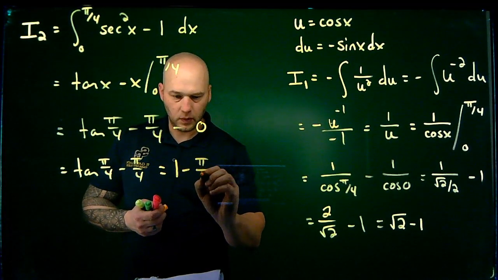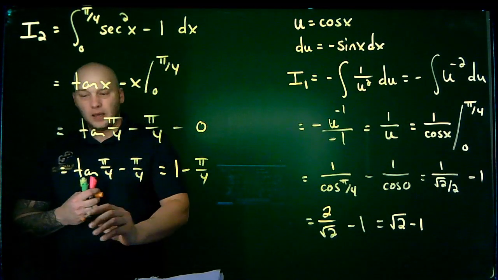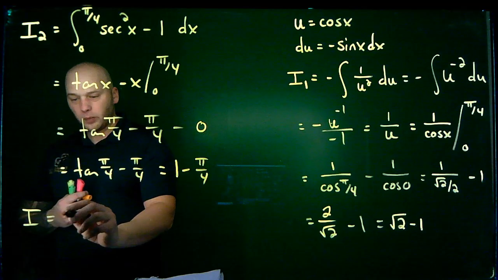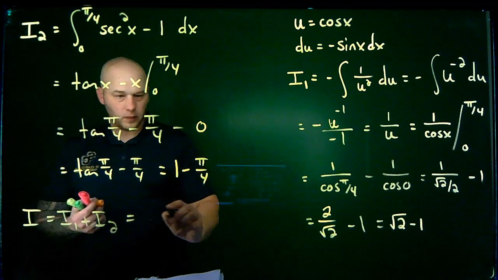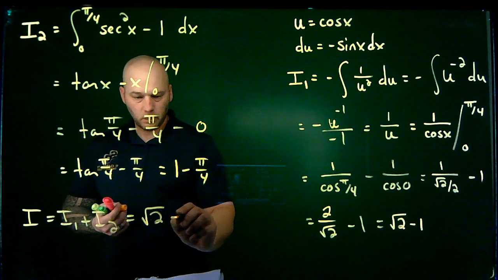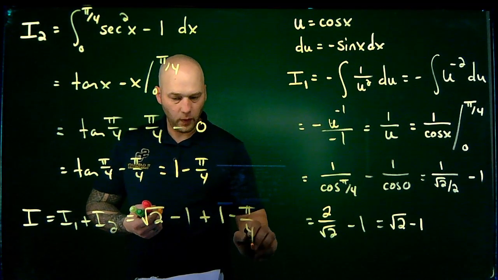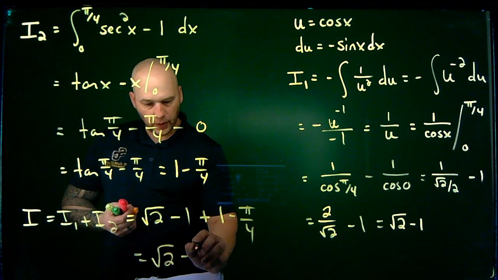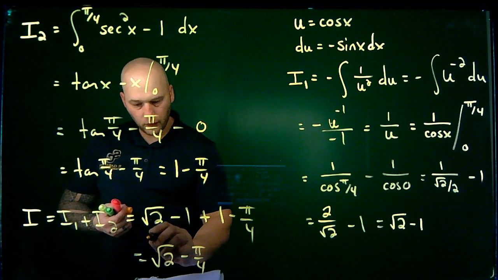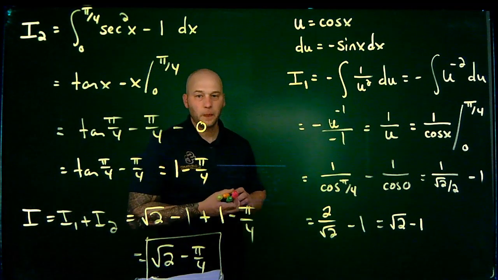So that gives me 1 minus pi over 4. Okay, now the original integral would be I1 plus I2, which would be root 2 minus 1 plus 1 minus pi over 4. The 1's cancel, giving me root 2 minus pi over 4 as my final answer.